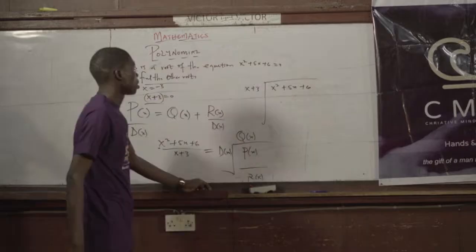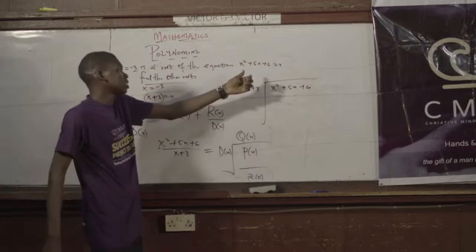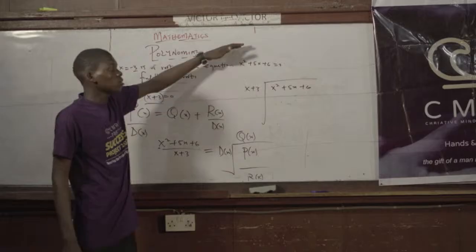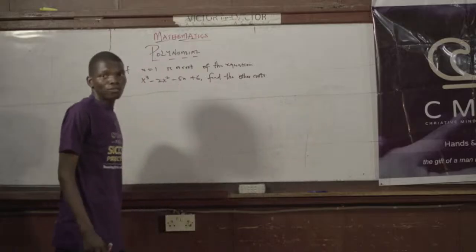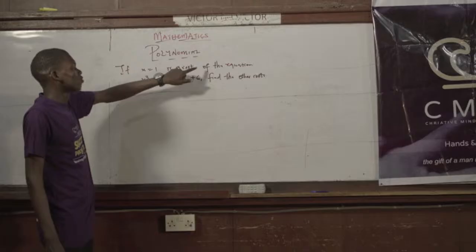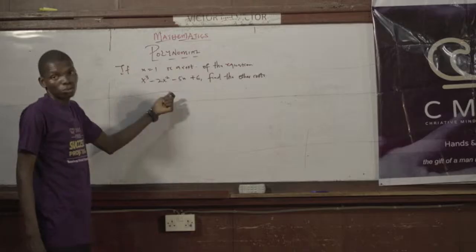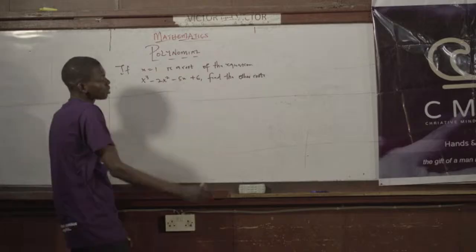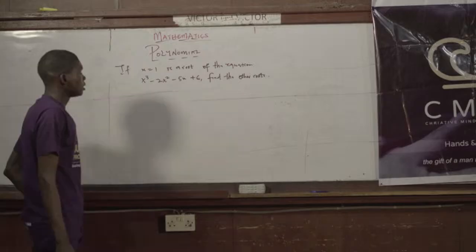But now, if it's only a quadratic you are given, and it's not a cubic or raised to power 4, raised to power 3, and so on. If you are given something like this, if x equal to 1 is a root of the equation x raised to power 3 minus 2x squared minus 5x plus 6, they are now asking you to find the other root. Now, how can you find the other root in this case?